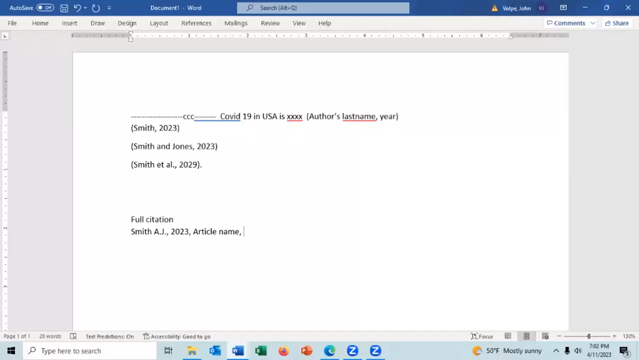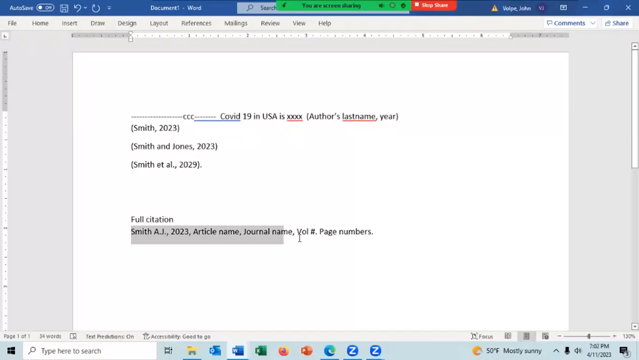And then if you got it from a journal, you give the journal name, the volume number of the journal, and then the page numbers. Article name, journal name. I think that's right. If it's a textbook, it's even more than this.